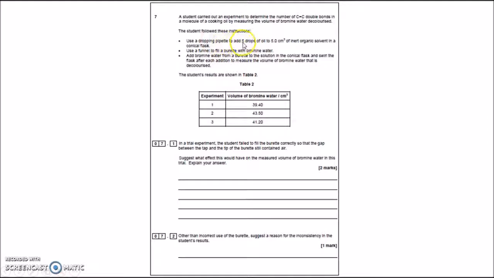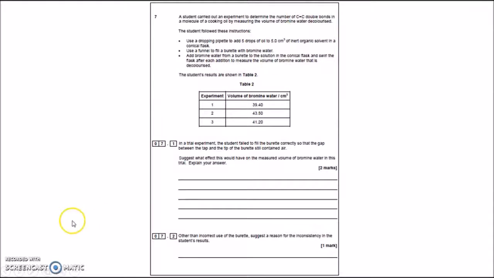You wouldn't use a drop-in pipette. You'd use a normal pipette. You wouldn't use such a small volume of 5 drops of oil. So that's immediately making me think that there's something wrong with this experiment. But anyway, we've got bromine water in the burette. We've got a very small amount of oil, using a drop-in pipette, into a flask.